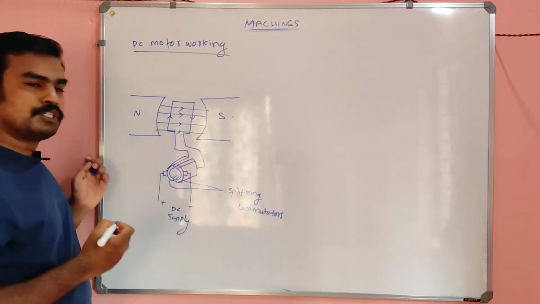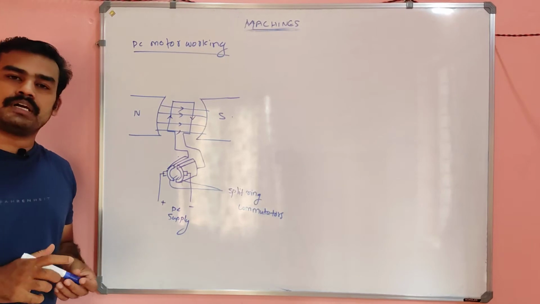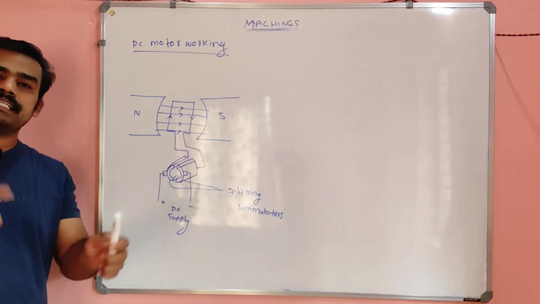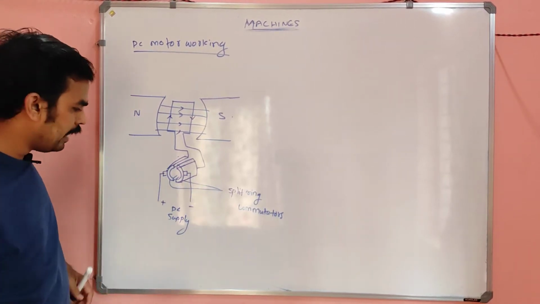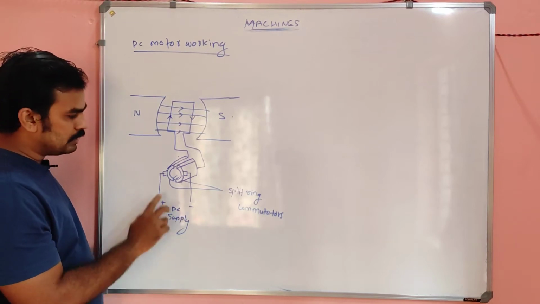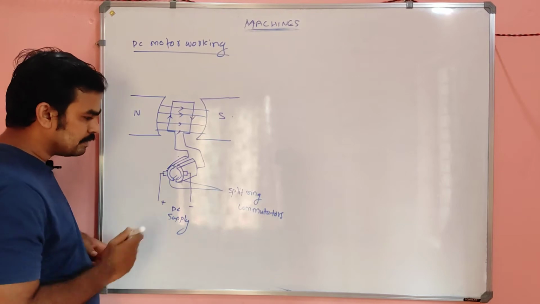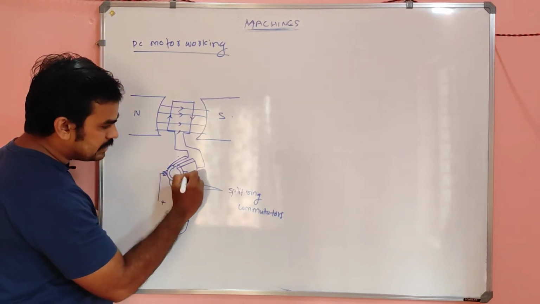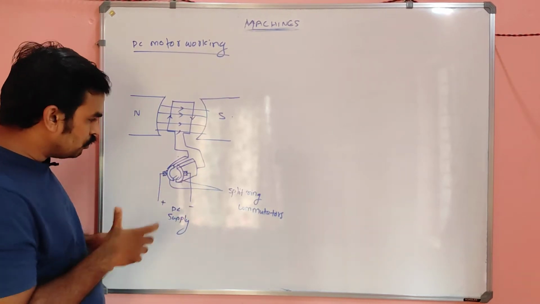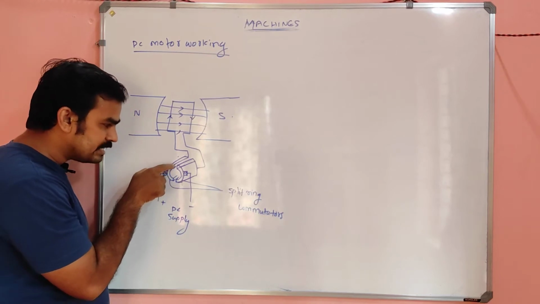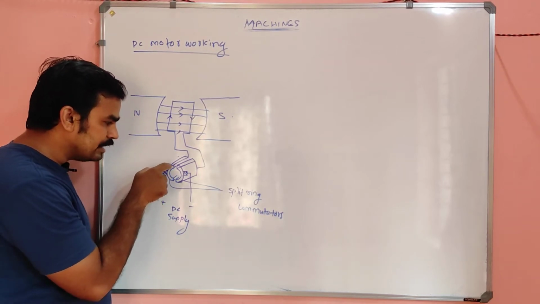The purpose of this split ring commutator is to convert alternating current to DC or DC to AC. So we are giving a DC supply so that it comes here, and through these brushes, these are the brushes my dears, it goes to the commutator segment. This is called the commutator segment.